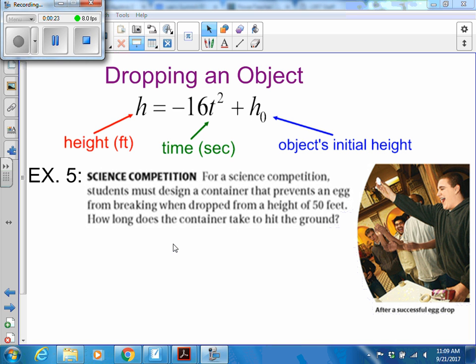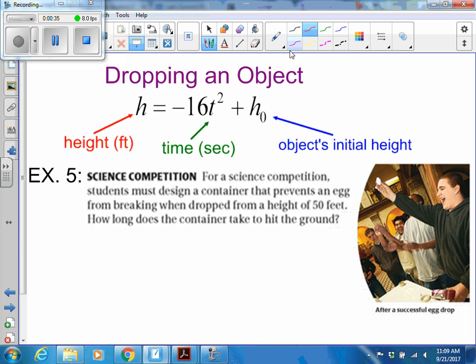For a science competition, students must design a container that prevents an egg from breaking when dropped from a height of 50 feet. How long does the container take to hit the ground? Okay, so here we know that we have to figure out how long, so that's seconds, minutes, basically the time. And then it tells us also the initial height, which they drop the egg from a height of 50 feet. Now this is an equation that we're going to use a lot, okay?